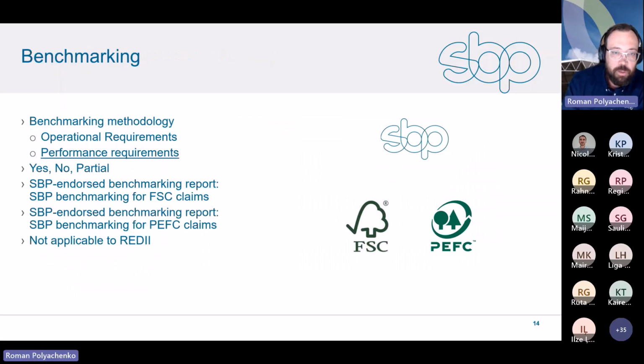I would also like to say a few words about benchmarking. So this is a new concept in Standard 2, and we're still in the process of finalizing the methodology as well as benchmarking reports for FSC and PFC schemes. As we learned from the previous slides, there is no green lane for FSC and PFC. In case of primary feedstock, both certification schemes are still very much aligned with SBP Standard 1 requirements, and benchmarking reports show where the remaining gaps are.